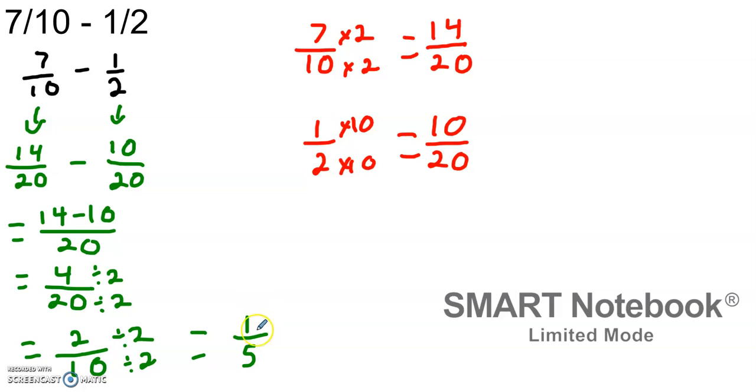So my final answer here is now 1/5, because 1 can only be divided by 1. And it doesn't change anything when I divide anything by 1. So this is my final answer. I'm going to circle it. I want you to pause this video now and write in your notebook our question and all of our work.